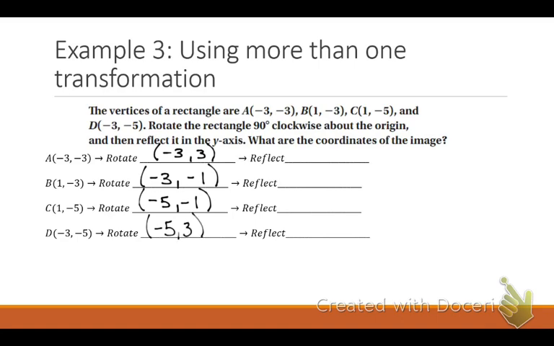Now that you have your rotated ordered pairs, now you're going to reflect them across which axis? It says it up here in the instructions, the Y axis. So if I reflect across Y, I do the opposite of X. I don't switch the order. So for -3, 3, now if I'm doing the opposite of X, what's going to be my new ordered pair?